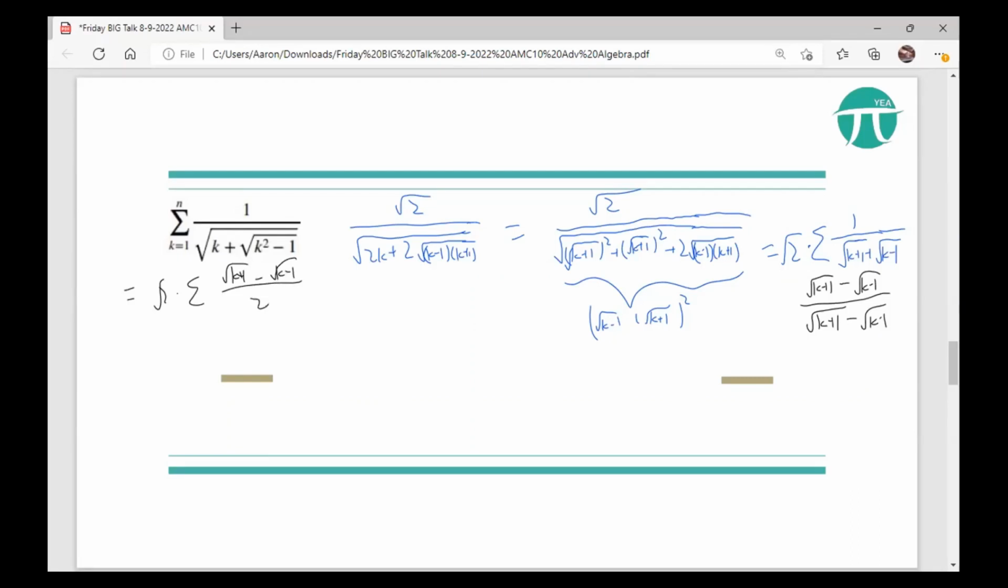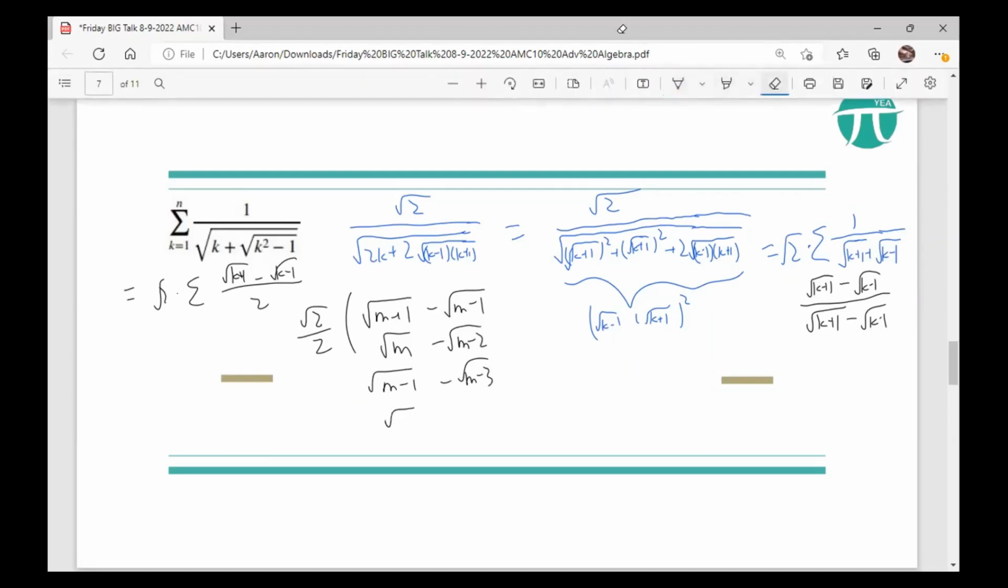And so, well, this isn't completely normal telescoping anymore, but it's still very telescoping. The way you can do this is: root m plus 1 minus root m minus 1, root m minus root m minus 2, root m minus 1 minus root m minus 3, and then so on to root 4 minus root 2, root 3 minus root 1, and root 2 minus root 0. So the terms that cancel out are these.